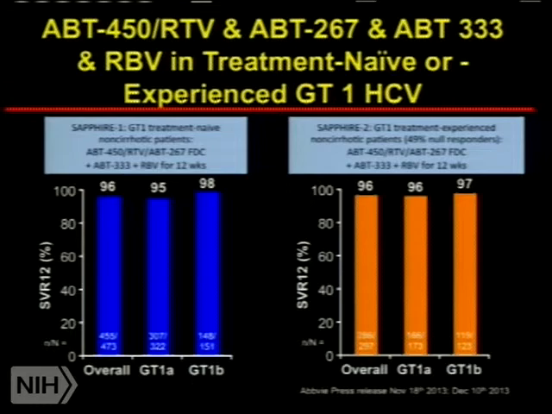Here's data from another study evaluating a different regimen. This is a 5-drug regimen containing an NS3-4A protease inhibitor that's ritonavir boosted, in combination with an NS5A replication complex inhibitor, ABT-267, together with ABT-333, which is a non-nucleoside polymerase inhibitor, in combination with ribavirin in treatment-naive or experienced patients. You can see in both naive and experienced patients, 96% success rate, and highly effective in both genotypes 1A and 1B.